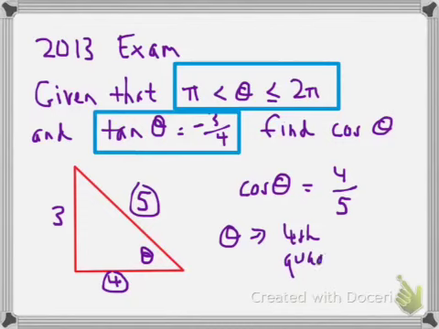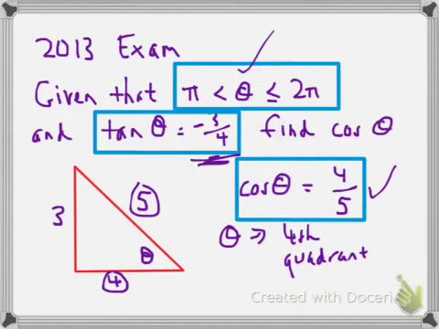Why? Because we've got a negative value for tan over here. And it can't be second quadrant because we're told that this angle is only going to be found between pi and 2 pi. So, given that we're in fourth quadrant, and given that cosine is positive in fourth quadrant, our answer is indeed positive. There is our answer, 4 on 5. Hope that helps with the triangle questions.